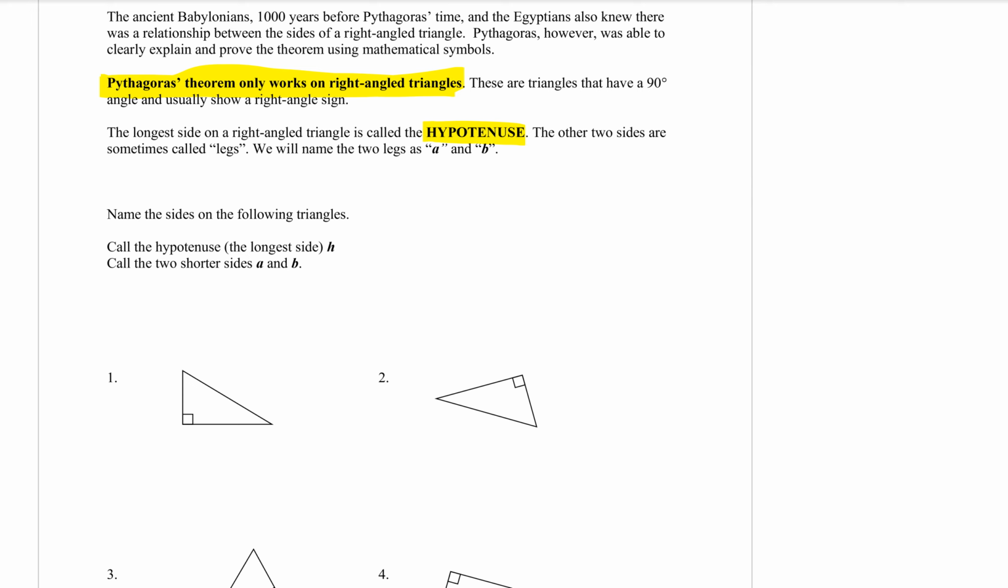So on these little diagrams here, it says in these triangles we want to name the following sides. We want to call the hypotenuse H and the two shorter sides A and B. Now I personally think it's easiest to start with the hypotenuse. What you do is you find your right angle, here it is, and the side straight across from it is always the hypotenuse. So we put the H there.